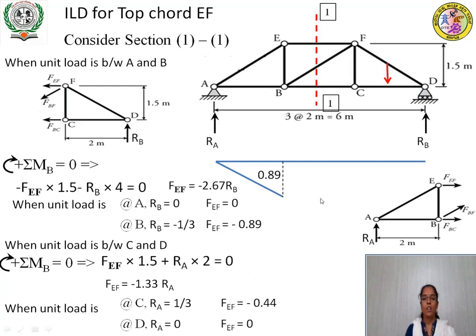So, let us plot this variation. From C to D, it ranges from minus 0.44 to 0. This ordinate is minus 0.44, and it ranges to 0. And now, in the middle, that is the panel where the section passes through, you just join with a straight line. Linear variation from B to C. As the total ordinates are below the baseline, the entire ILD is negative. So this is the influence line diagram for the top chord EF.